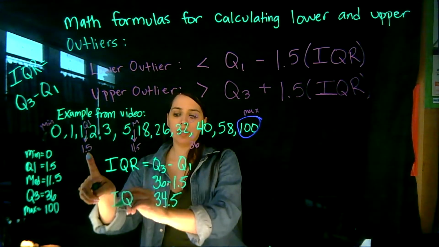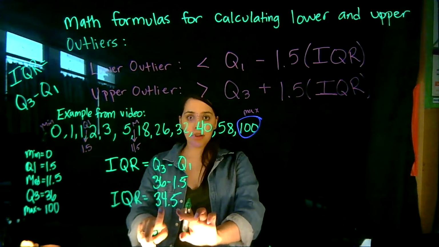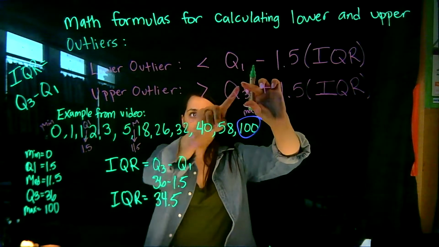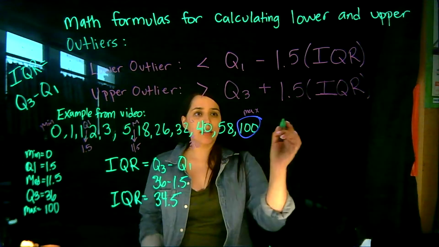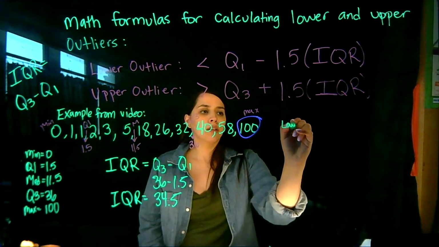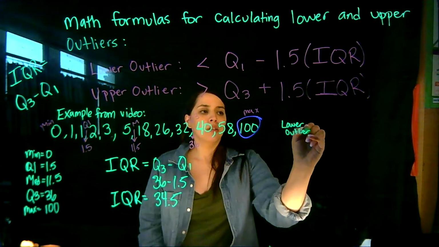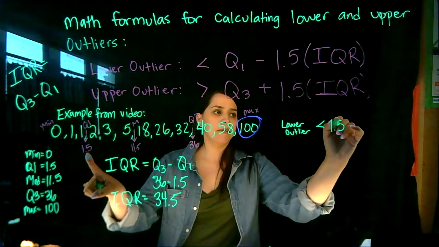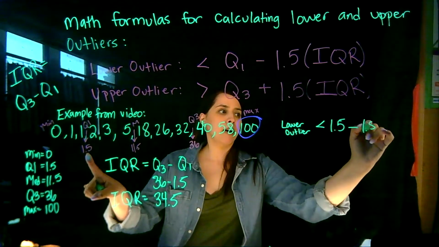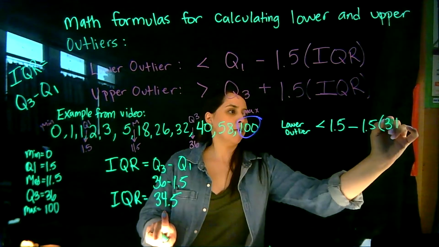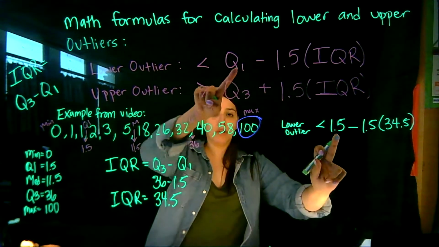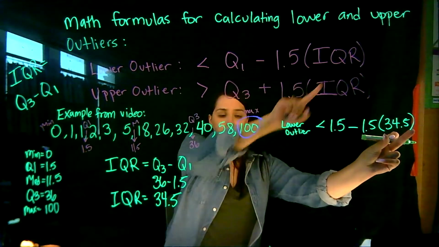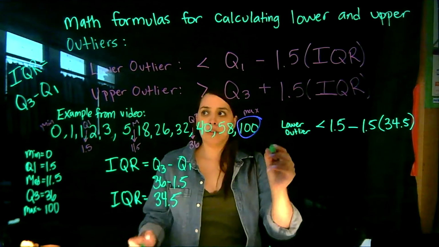So now that we have the interquartile range, we're going to plug this number into our formulas. We're going to get our Q1, 1.5, and our Q3 and plug them into the formula. So I'm going to write this underneath. Let's look at whether we have a lower outlier. That means the lower outlier is going to be a number less than Q1, which is 1.5, minus 1.5 times 34.5. So again, all I did is substitute my quartile 1, which is 1.5, minus 1.5 times the interquartile range.